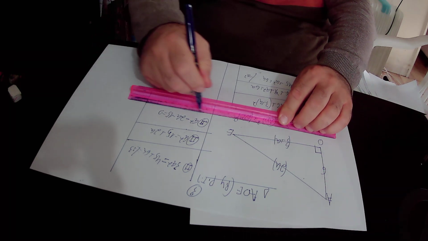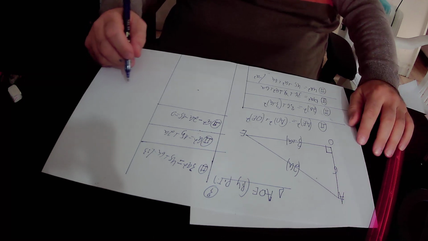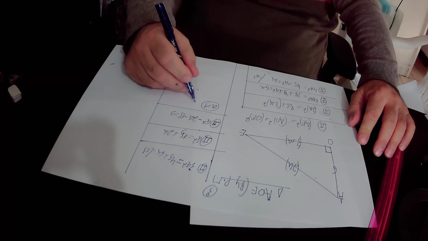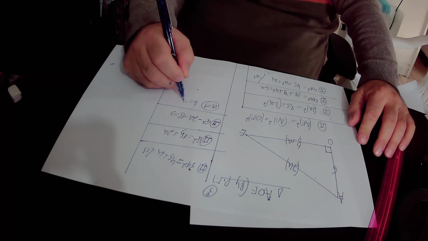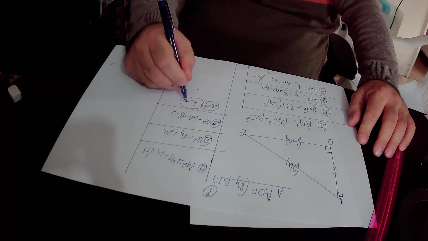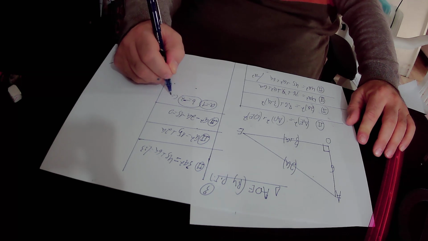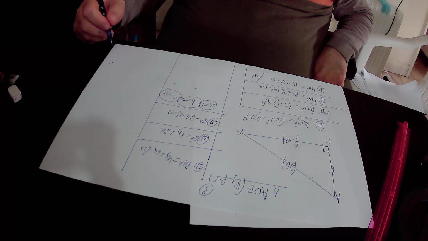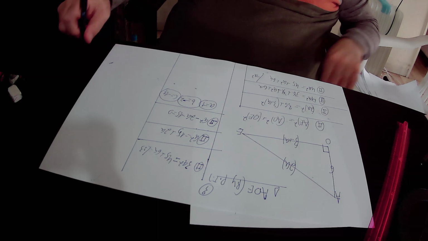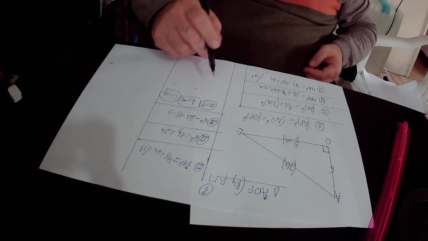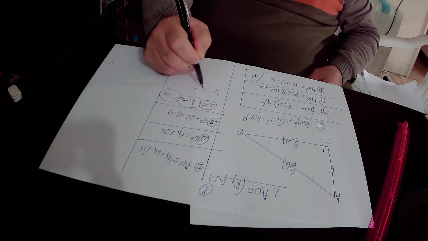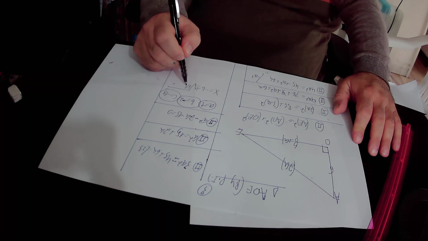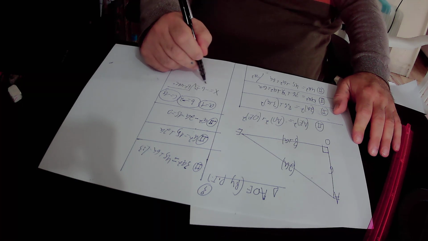So here we have a quadratic equation. The coefficient a equals 1 in this quadratic equation. The coefficient b equals minus 2. And the coefficient c equals minus 15. And the general formula for solving a quadratic equation is x equals minus b plus minus square root of b squared minus 4ac over 2a.